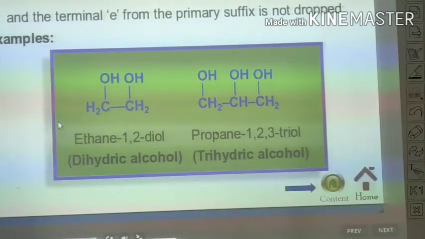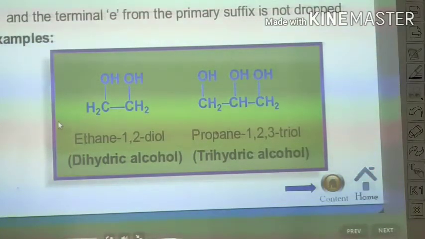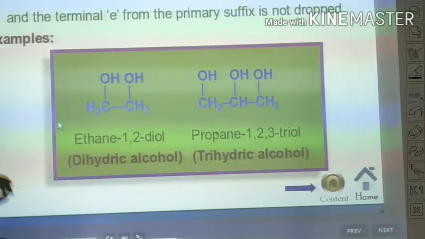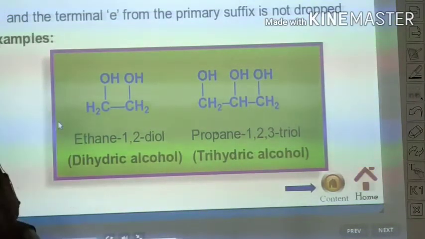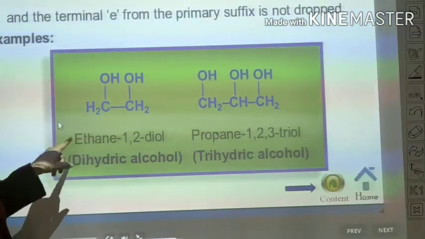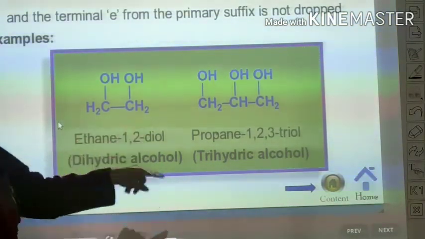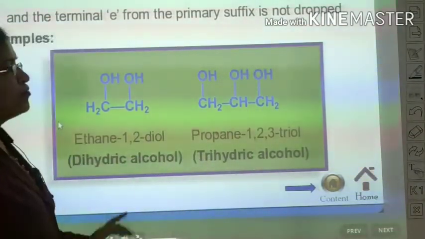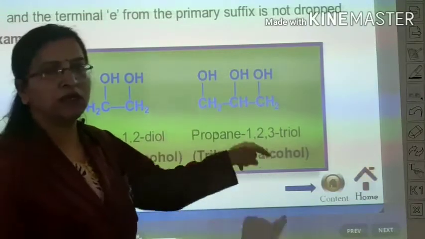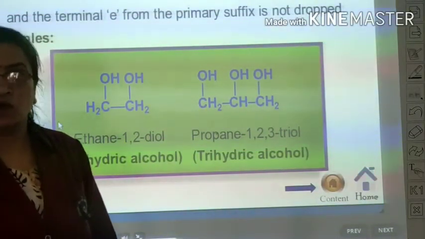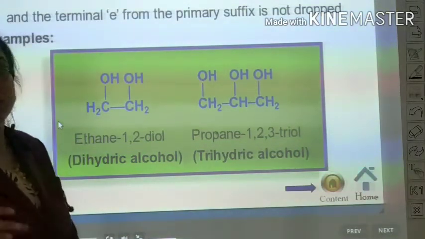Next, if an alcohol molecule contains two or more hydroxyl groups, then the prefixes di, tri, tetra, etc. are used. So look at this example. Two carbon, ethane, position of OH first and second. So the name is ethane-1,2-diol. Total three carbon, propane. Position of OH is 1, 2, 3. So the name is propane-1,2,3-triol, or commonly called glycerol.